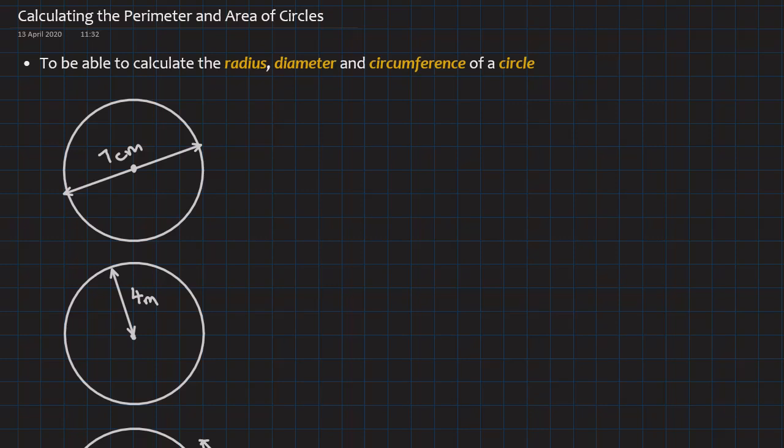Okay, this lesson today, we're just going to apply what we learnt yesterday, which was the relationship between the diameter, the distance across a circle, and the circumference, the distance all the way around. And what we found was that if you do the circumference divided by diameter, you get a value, pi. And we're going to use the value 3.14.